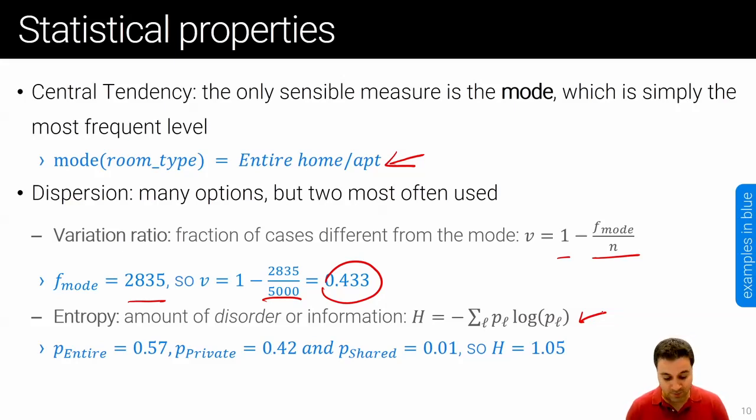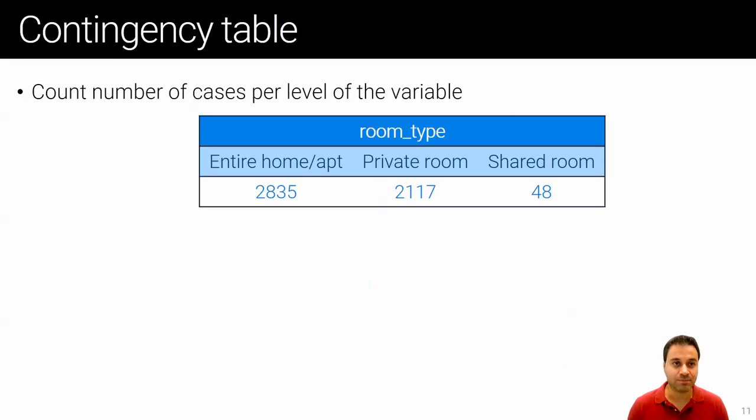In our case, what we have is that 57% of the observations are entire homes, 42% are private rooms, and only 1% is shared room. If we run these numbers, then we have the entropy equals 1.05. And then as we vary these proportions, the entropy is going to vary accordingly. Let's just take a look at the example.